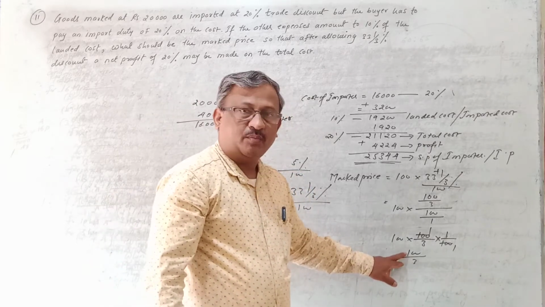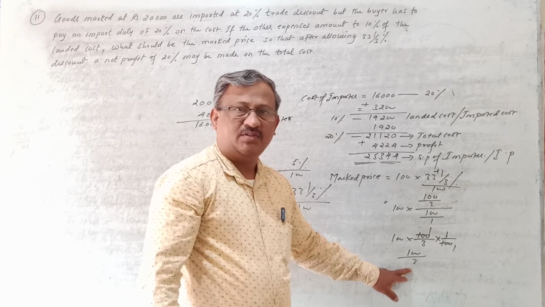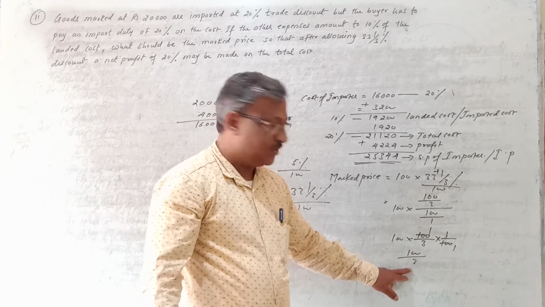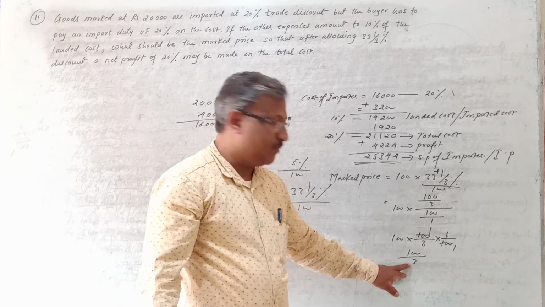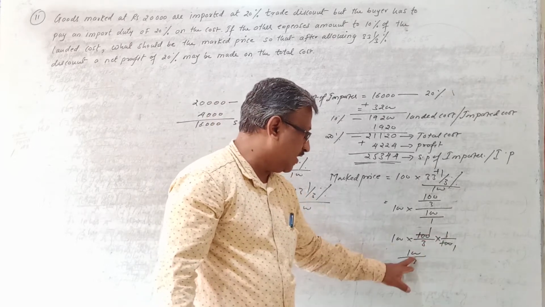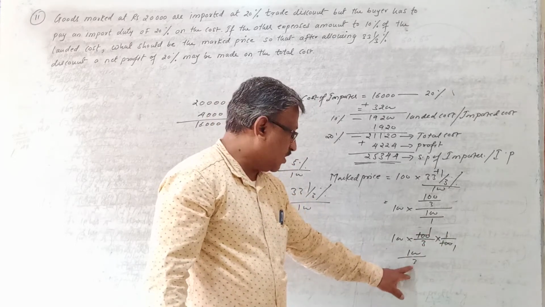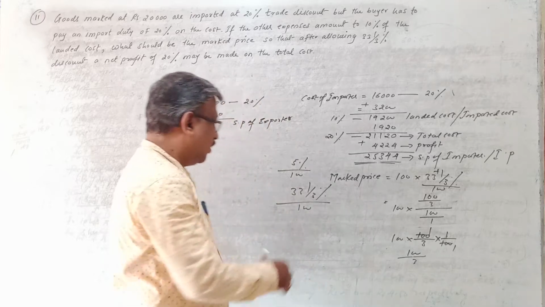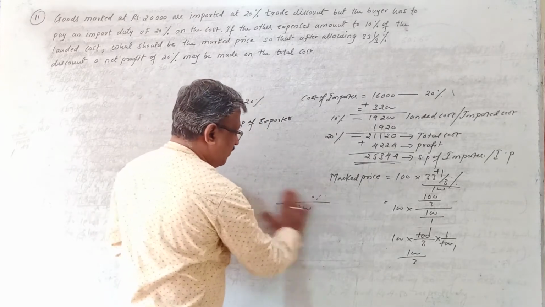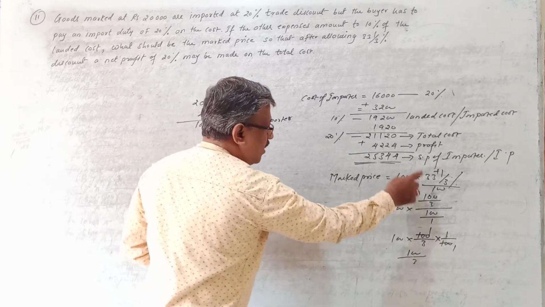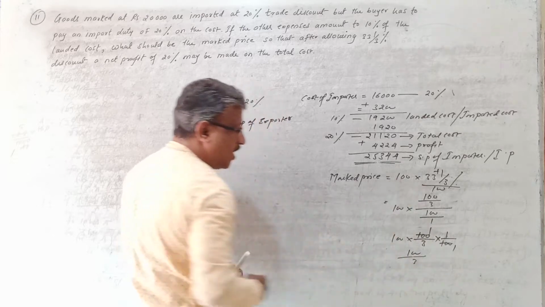So always remember, any value which is not exactly divisible, don't go to divide, you keep as it is. So you take as it is 100 divided by 3. Just to multiply, 100 into 1 is 100 divided by 3. So discount is how much? 100 upon 3. So how much discount is he giving?